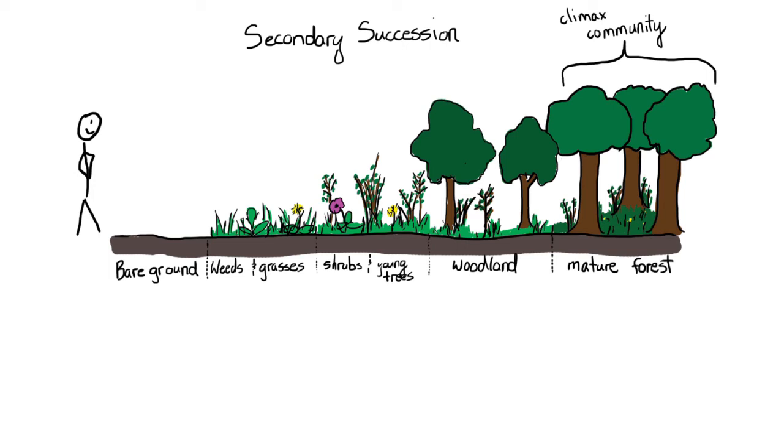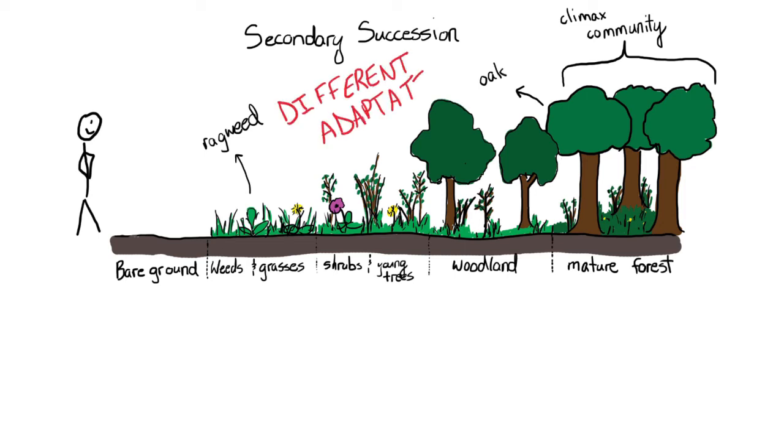Secondary succession like this has played out over and over again all over the world. And it's really interesting when you look at the plants that first arrive and compare those to the plants that are in the climax community. You're going to find some very different adaptations. So let's compare the ragweed at the beginning to the oak at the end.